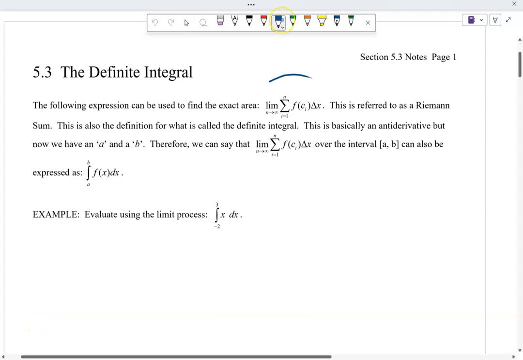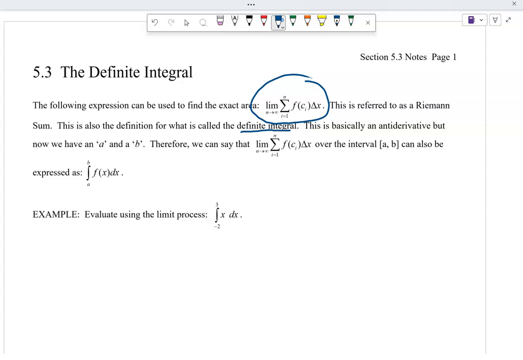If you remember from last time, that gave us the exact area, right? That limiting process, we ran the limit as n goes to infinity. In other words, as the delta x width of the rectangle goes to 0, that Riemann sum limiting process gave us the exact area. Well, this is also what's called the definite integral, which is an antiderivative.